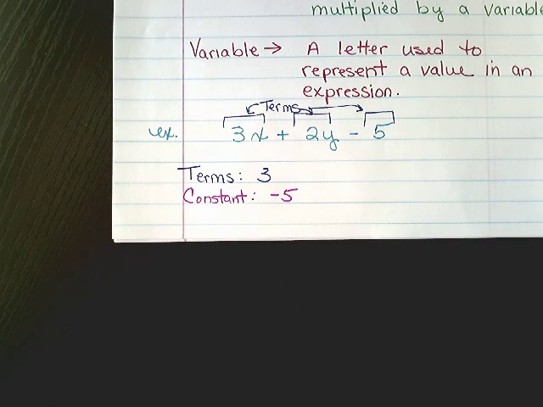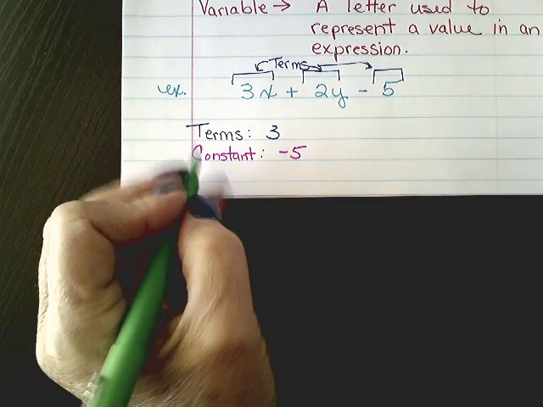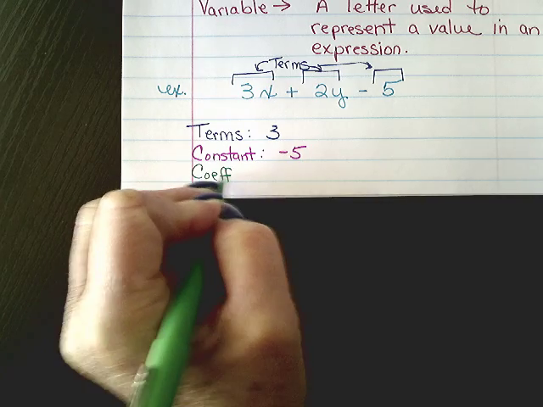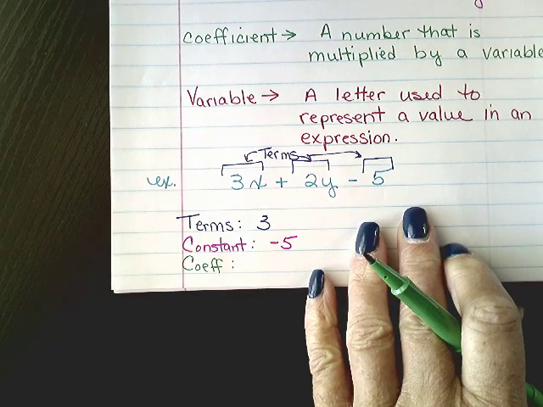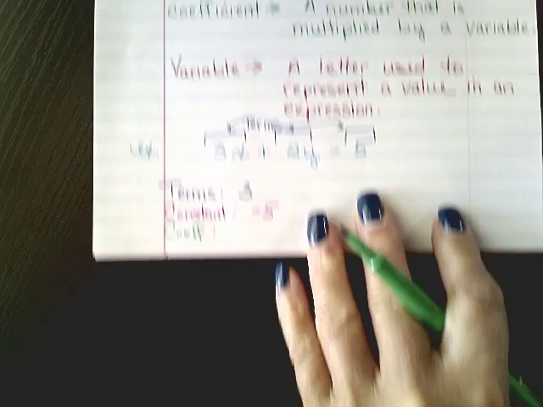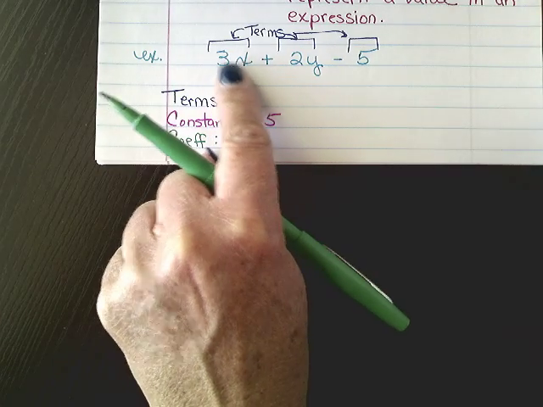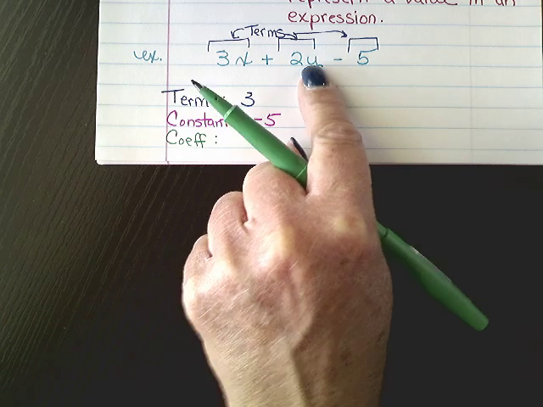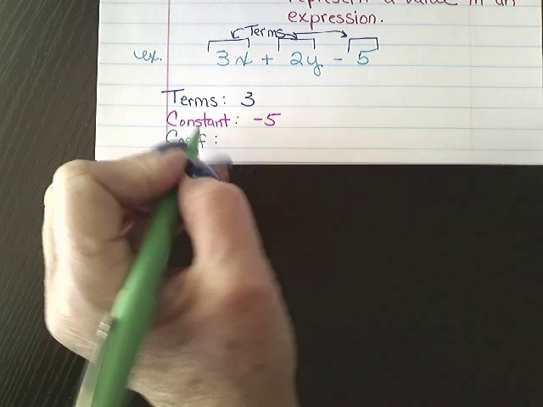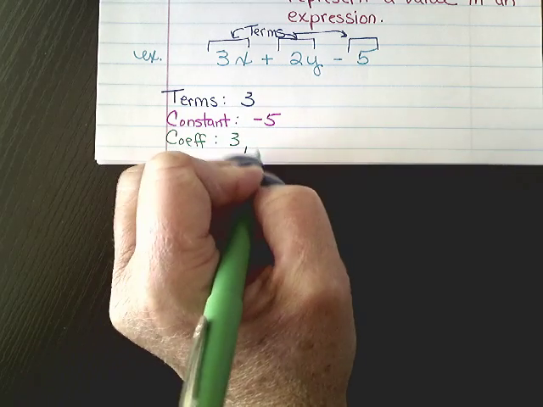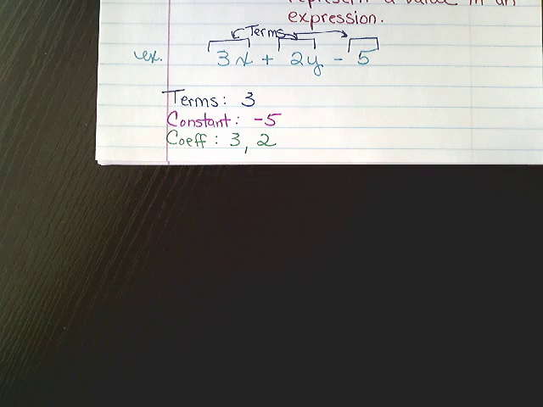Okay, now coefficient. Coefficients are those numbers that are attached to a variable. I'm just going to abbreviate coefficient. So a coefficient is a number that is multiplied by a variable. So we have 3x and we have 2y. When the value and the variable are right next to each other like that, that is considered multiplication. So our coefficients here are going to be 3 and 2. They are both coefficients because they are multiplied by a variable.